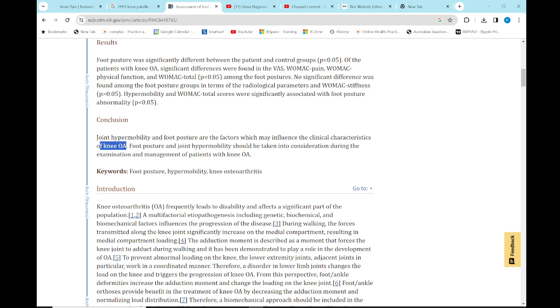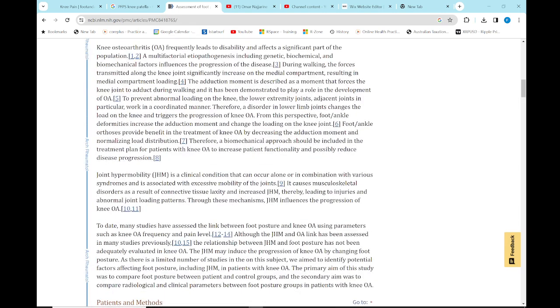What's happening with this knee osteoarthritis? Is it wearing on the inside? Is it wearing on the outside? How much is wearing? Foot posture and joint hypermobility should be taken into consideration during the examination and management of patients with osteoarthritis. So this is what podiatrists do. We take the foot posture and the joint hypermobility. So we do assess the actual knee, the flexion and the hypermobility, extension and so forth, and the range of motion of the knee, and we relate that back to the foot posture, and we see how we can reduce the disease.